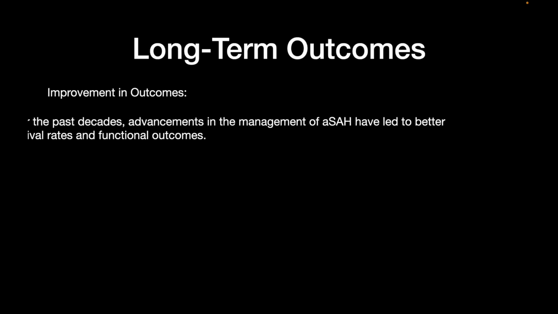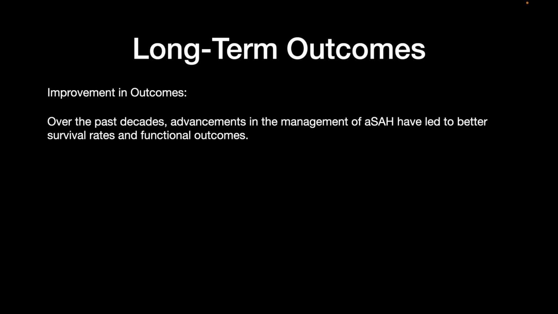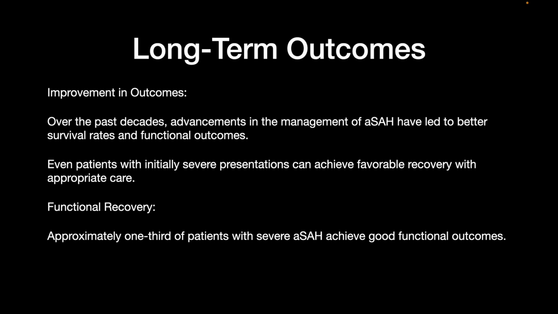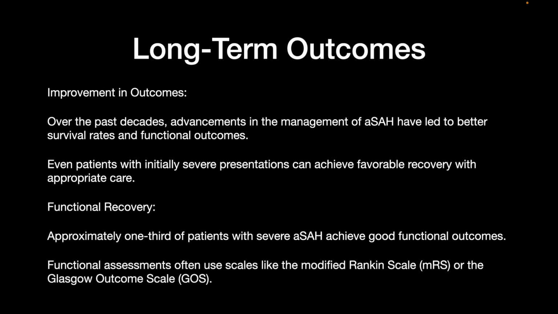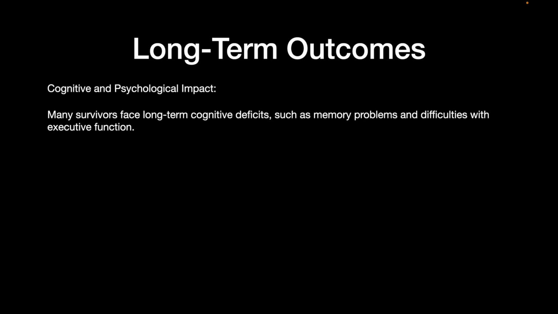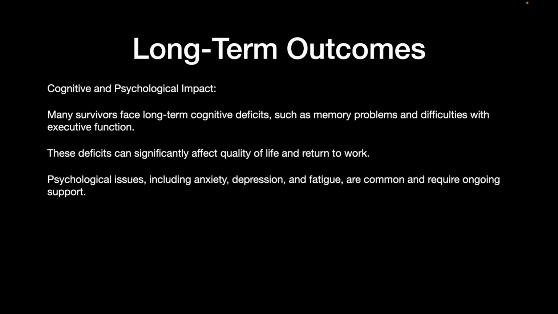Regarding the long-term management, over the past decade, the advancement in the management of SAH has improved with better survival rates. Even patients with initially severe presentation can now achieve favorable recovery. Functional recovery is the most important thing, and approximately one third of these patients have very good functional recovery. Functional assessment is important, using the modified Rankin or Glasgow outcome scales. Cognitive and psychological impact is also very important. Many survivors face long-term cognitive deficits like memory problems and difficulty in executive functions. These deficits can significantly affect quality of life and return to work. Psychological issues like anxiety, depression, and fatigue are common, requiring ongoing support.